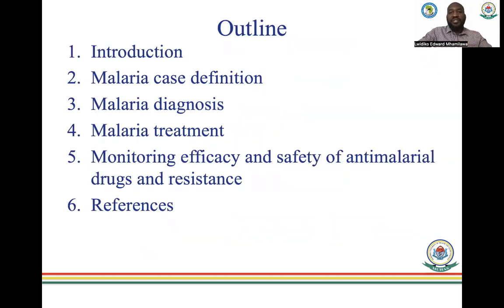My presentation will have several sections where we'll do the introduction, case definition, we'll talk about diagnosis in length, we'll talk about treatment in length, and we'll talk about the monitoring of efficacy and safety of anti-malarials and drug resistance, and also have some references and reading materials.